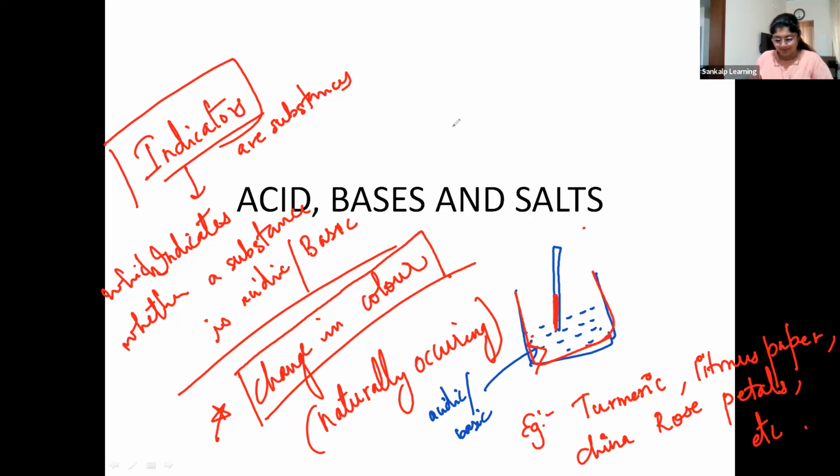So this is about the basics. What are acids, what are bases, and what are indicators? Indicators indicate whether the given substance is acidic or basic in nature. They do this by a change in color. So these are the indicators. Some examples are turmeric, litmus paper, and china rose petals. These are naturally occurring.